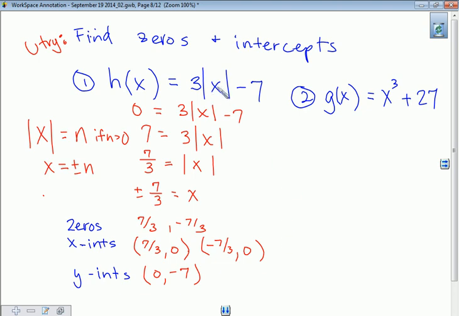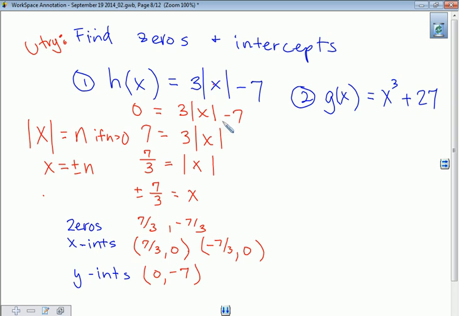If I plug in 0 for x, what's 3 times 0? 0, minus 7 is negative 7. Wait, there's no absolute value of 0. Nothing.